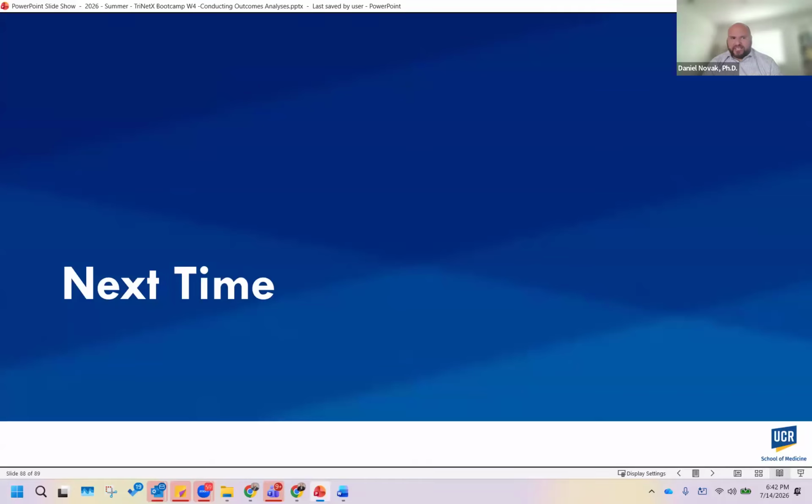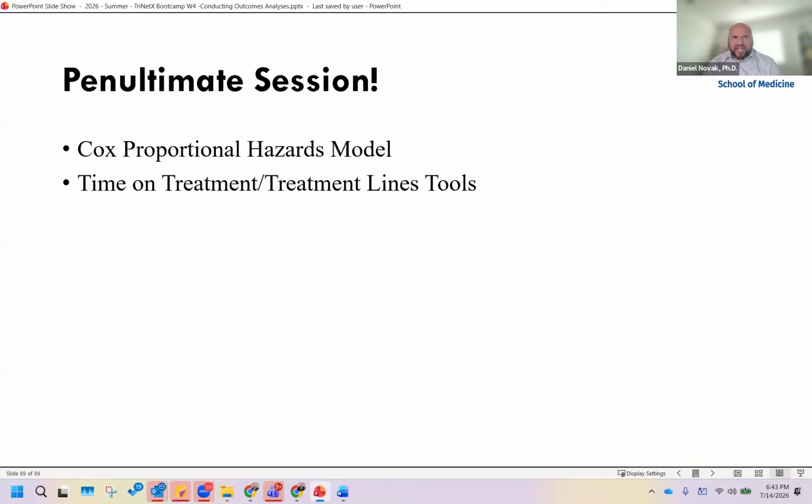Okay, that's all I got today. Next time, we're going to look at the Cox proportional hazards model and time on treatment and treatment line tools. And we're going to find out a little bit about how these tools can help to give you more specifics as you write up your manuscript.